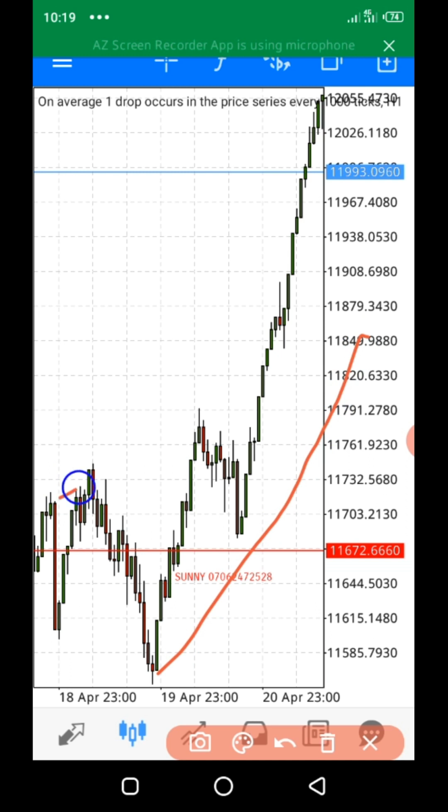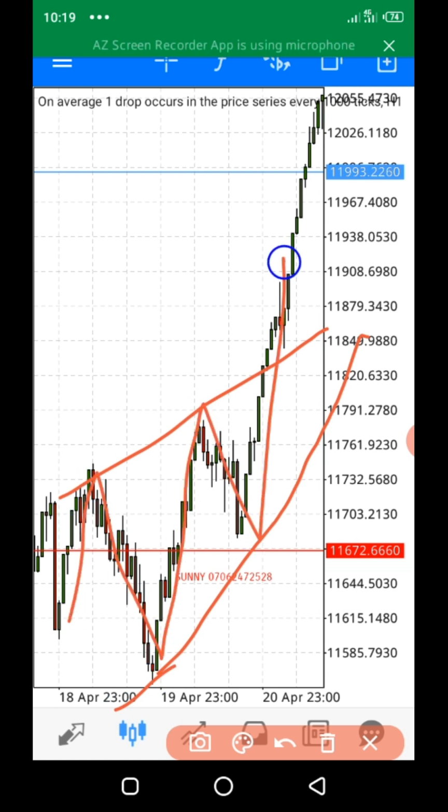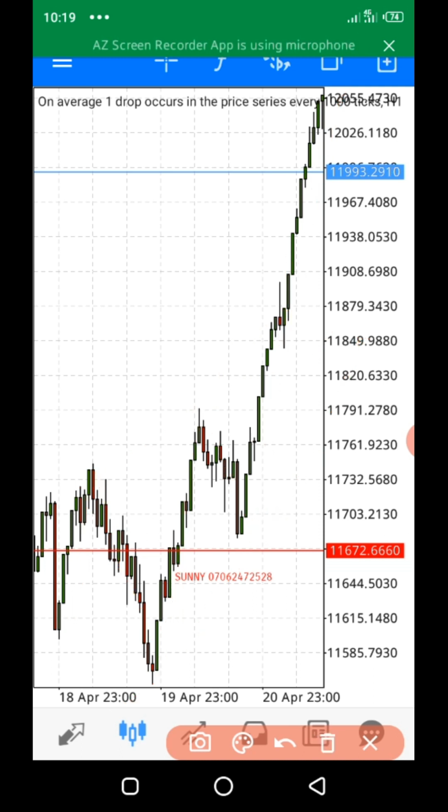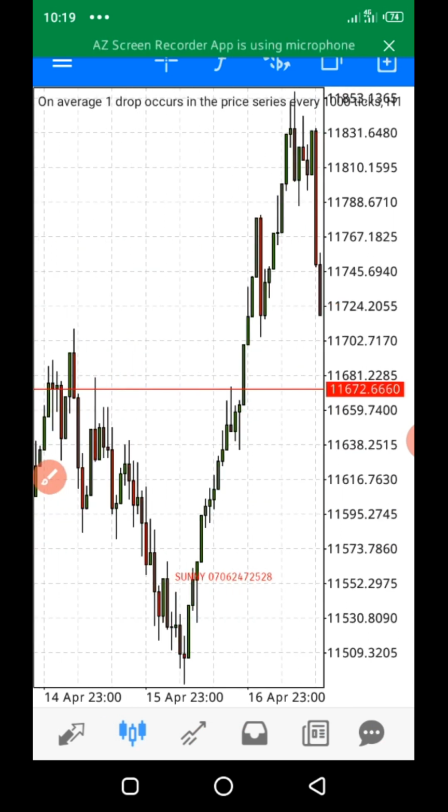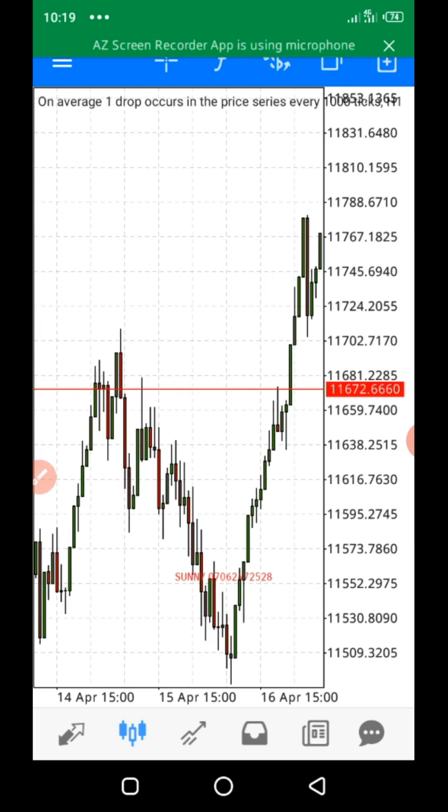Are you seeing this? Now, the market was moving on this structure before. What happened? There was a breakout outside this structure. After a breakout, what happened? The market will be going in that direction, which is the upward direction. That's what happened here. Okay, let me show you another one again. Are you seeing this one?